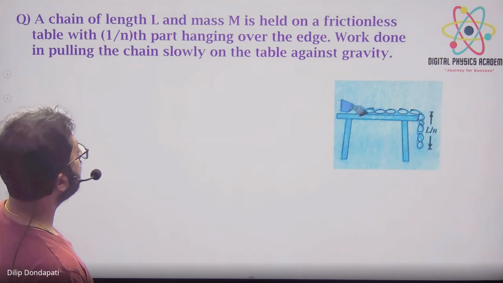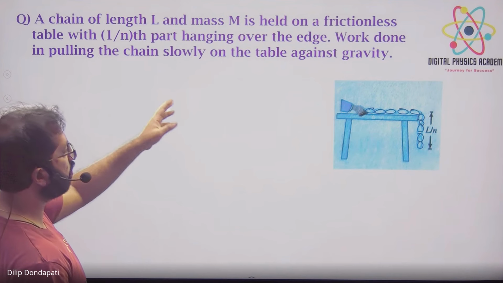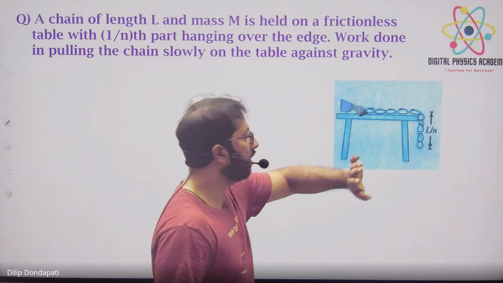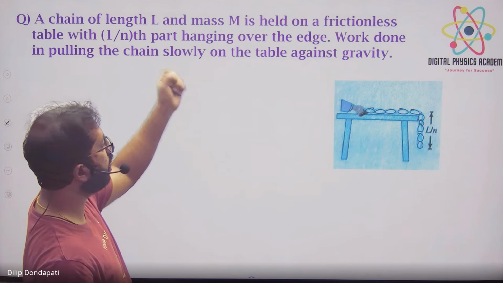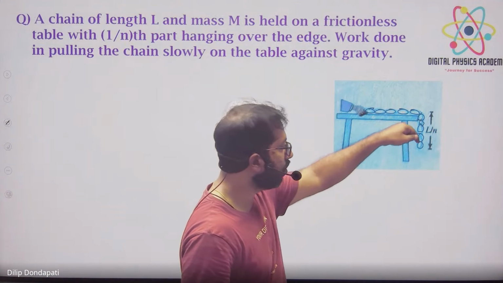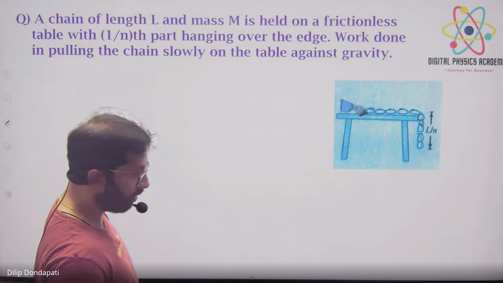Okay, a chain of length L and mass M is held on a frictionless table with a 1 by nth part, meaning L by N length is hanging, and work done in pulling the chain slowly onto the table against gravity. Downwards we have mg, so we won't get a constant answer, we'll get a variable answer.